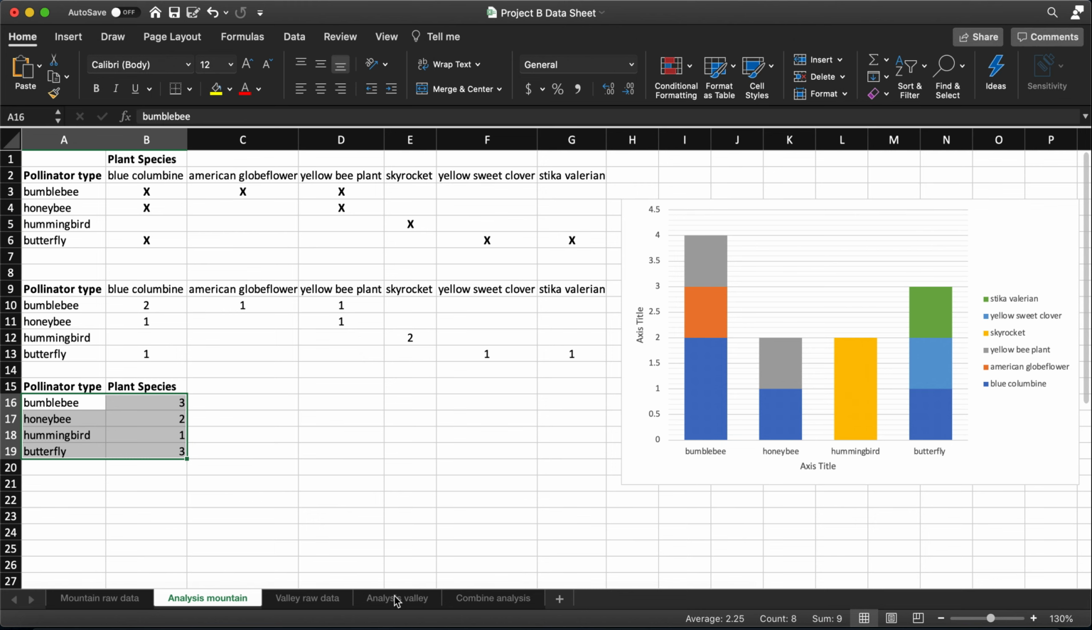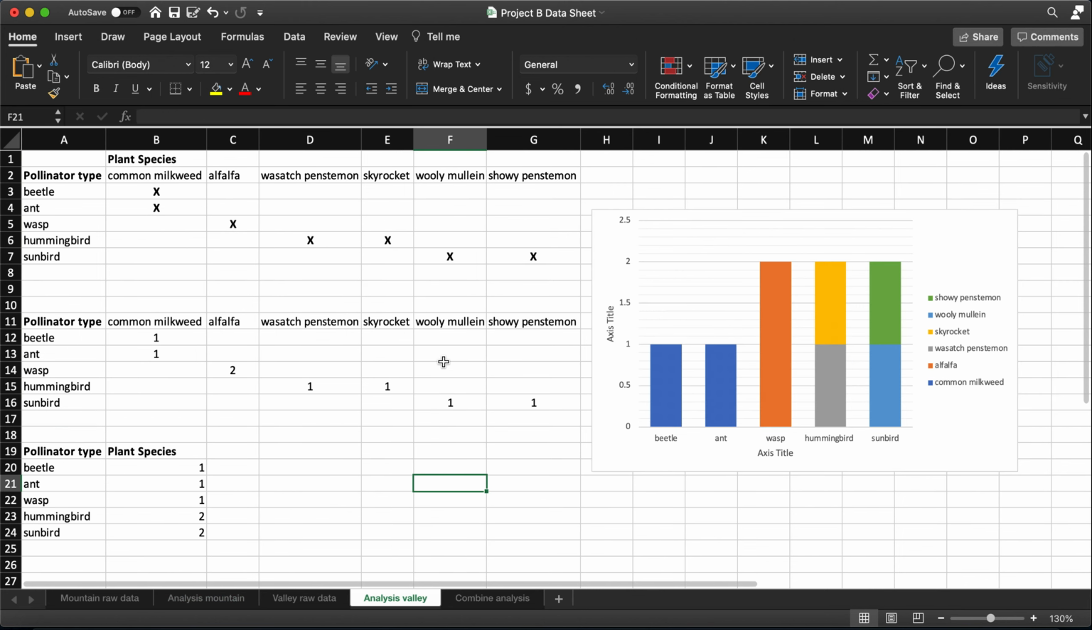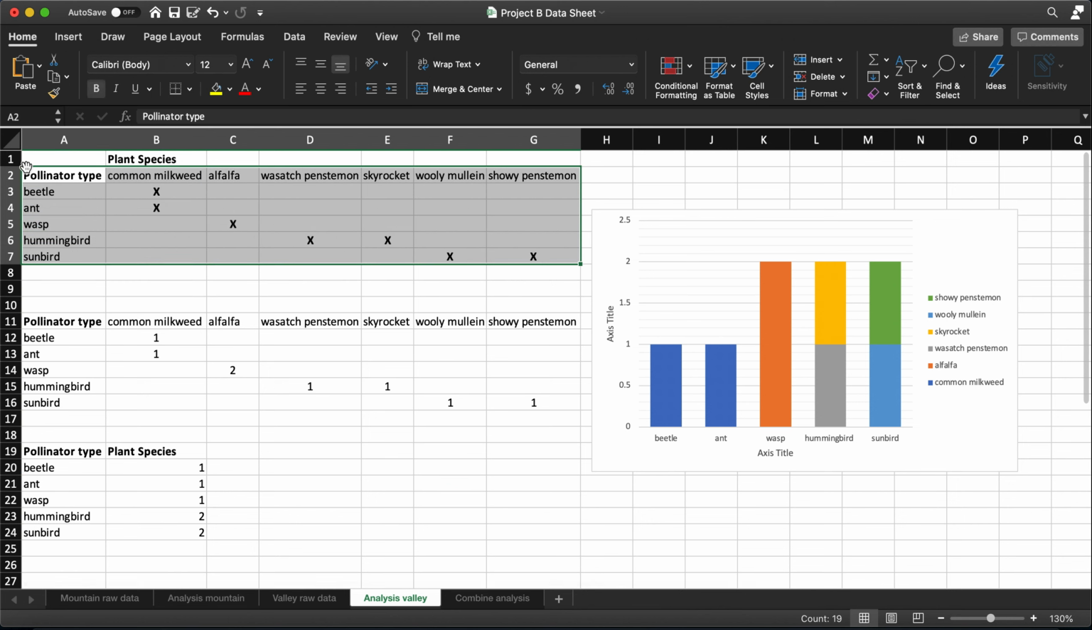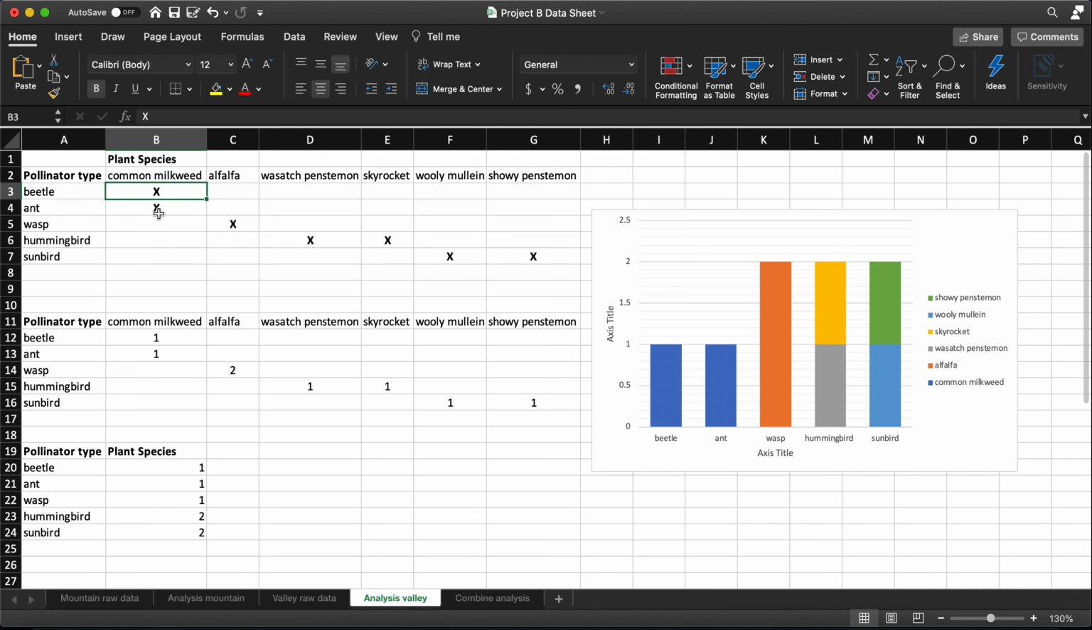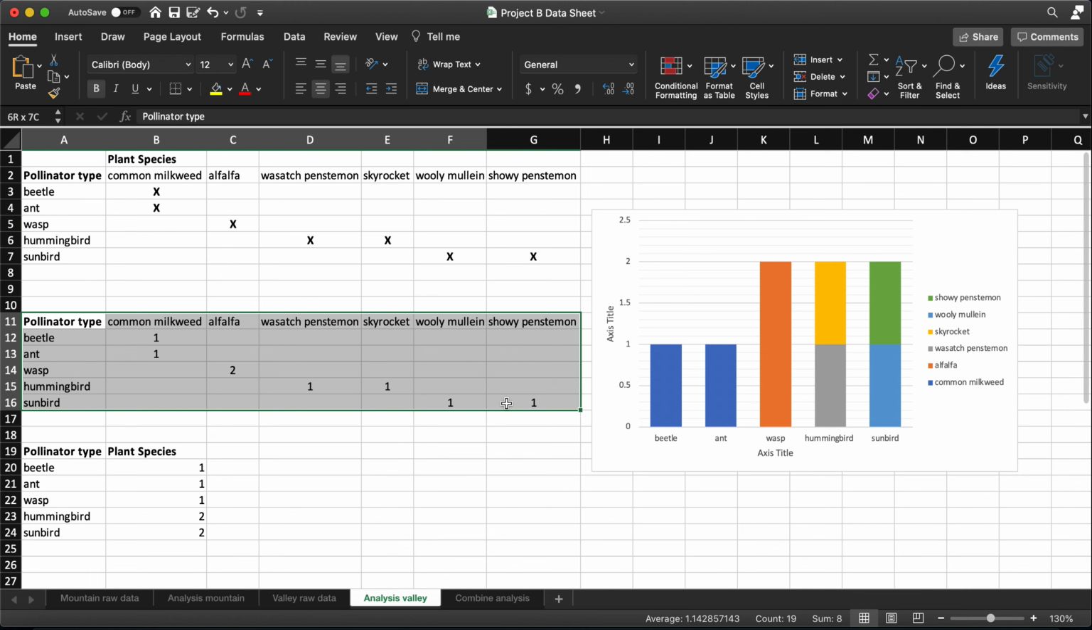Now if I go to the analysis of the valley, you can see it here. I did the exact same thing. From the raw data, I was able to create this table. It has the pollinators and all the plants that were visited in the valley. Yours might be a little bit longer and you're gonna have more pollinators. Then you mark with an X which plants these pollinators visited, and then translate this table into something numerical so that you can actually get a graph.